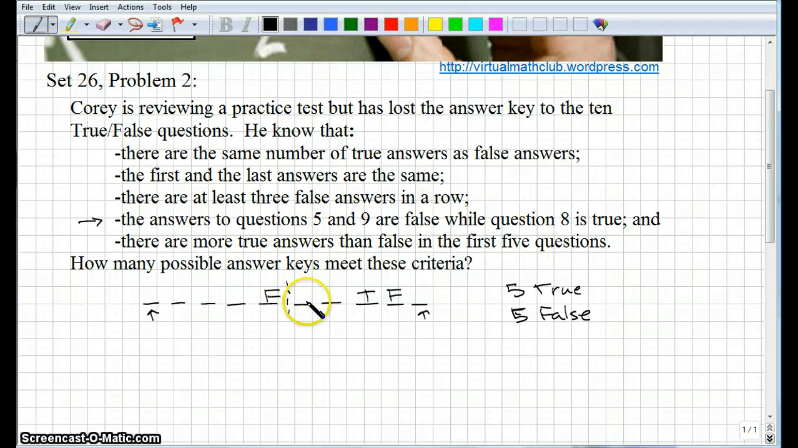For example, if I put the 3 false answers in the first 3 places, then I would violate the last criterion that there has to be more true than false in the first 5 questions. Really, if I put those 3 false in a row anywhere in the first 5 questions, I would be violating that. Now, they could overlap this breaking point. The first false could actually be number 5. I could have false, false, false. So I'm actually good. Let's draw those 2 possibilities.